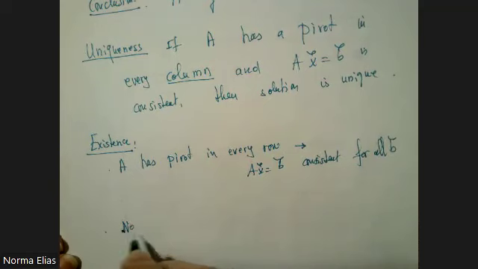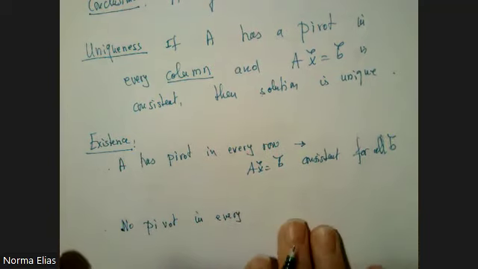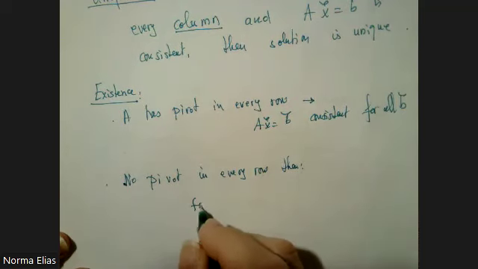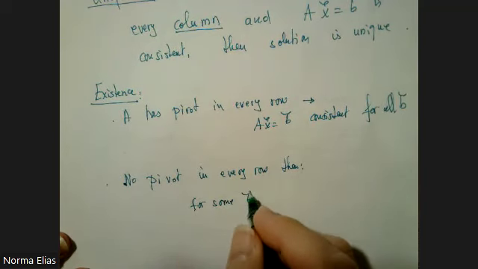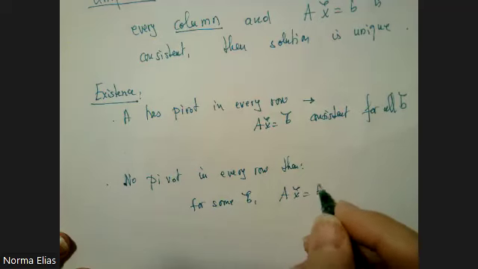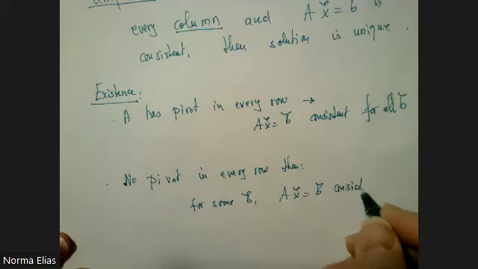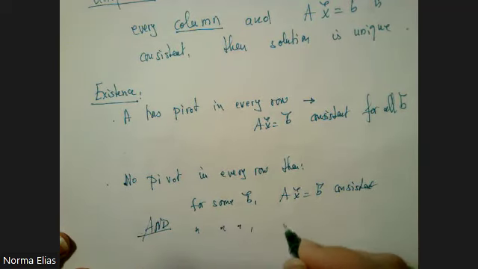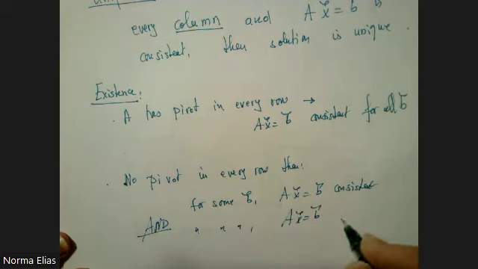If there is no pivot in every row, then anything can happen in the following sense. For some B, the system is consistent, and for some B, the system is inconsistent. So that's really the effect of the coefficient matrix itself on the solution of the system.